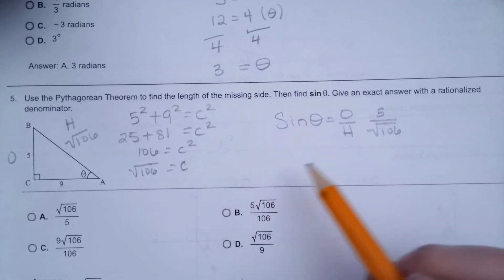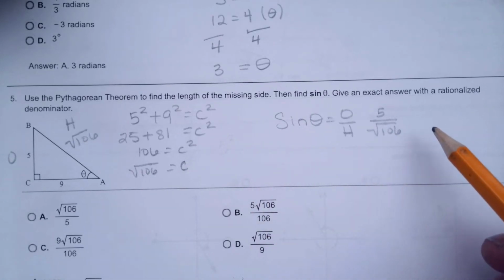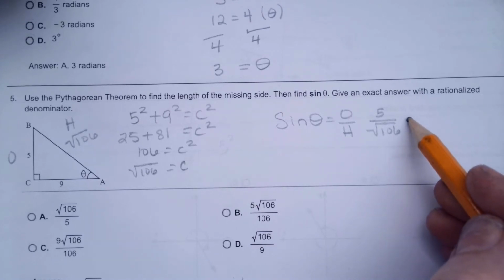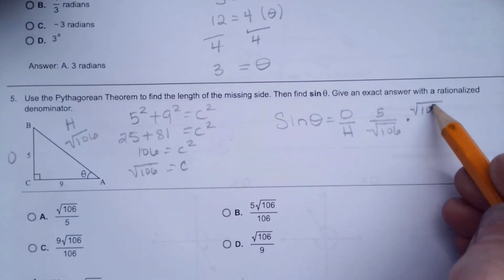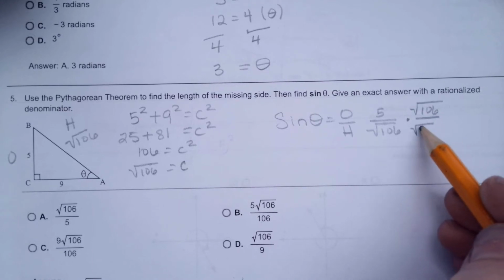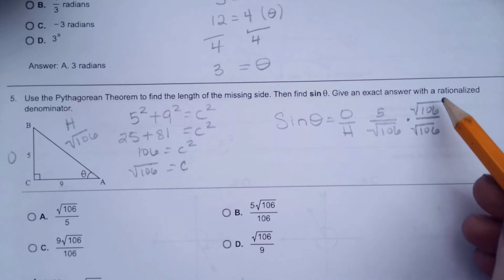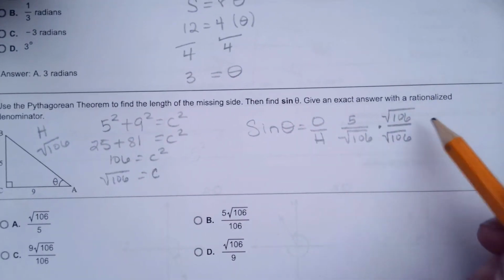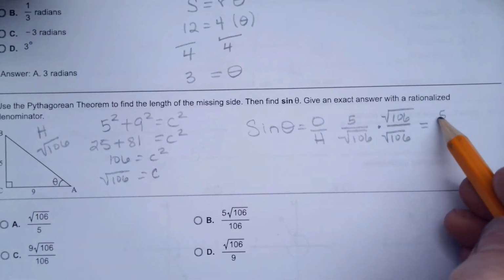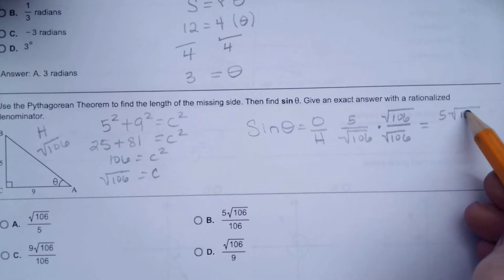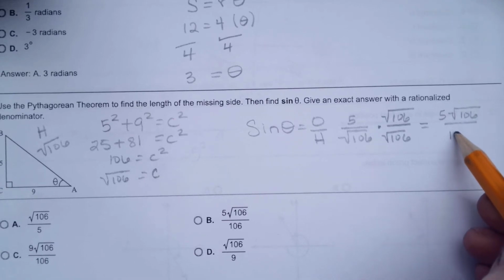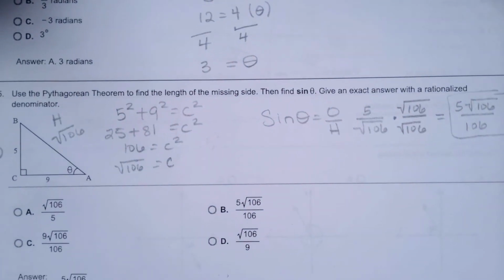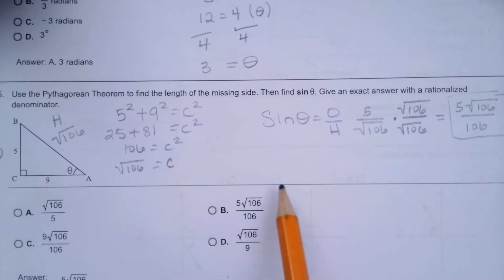The trig in this problem is pretty simple, but don't forget about the algebra. You can't leave a radical in the denominator, so I'm going to have to rationalize that by multiplying. Actually, I'm multiplying by 1. When you have the same thing in the top and the bottom, it's 1. What's going to happen here is I'm going to get 5 square roots of 106 over 106. So this is the answer, which is answer choice B.